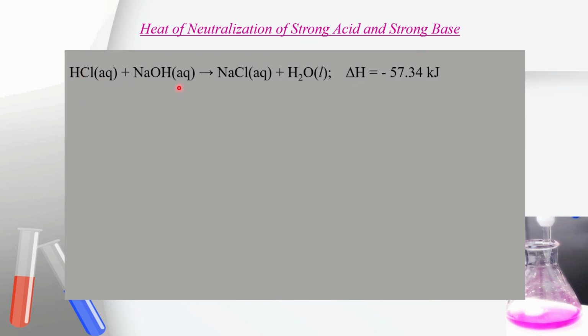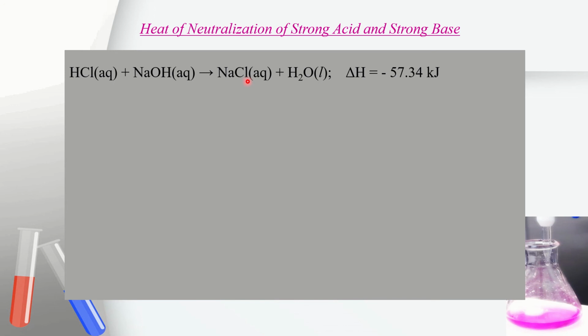Now, let us see this example. Here, hydrochloric acid, a strong acid, and sodium hydroxide, a strong base, produce salt and water. You know that strong acid and strong base are ionized 100% in solution, and the produced salt is also a strong electrolyte, so it is also 100% ionized in solution.